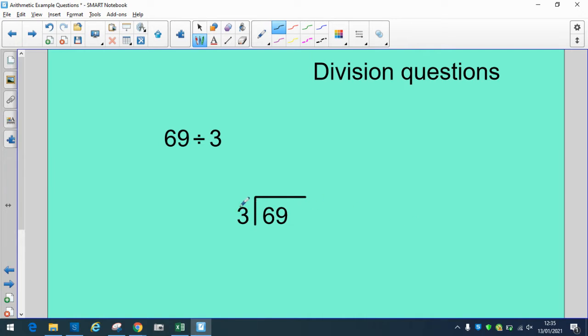So how it works is we will use the 3. We're trying to divide this number here by the 3 on the outside. Now 6 divided by 3, which will give us 2. 9 divided by 3 is 3. Meaning 69 divided by 3 equals 23. 23 goes into 69 3 times.